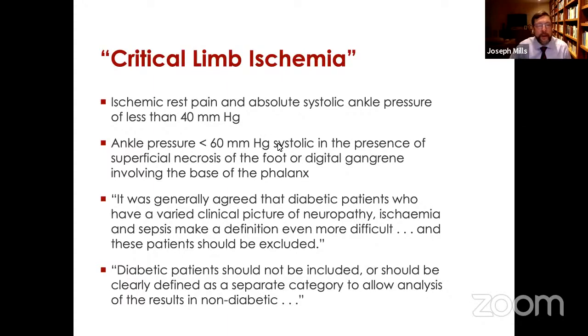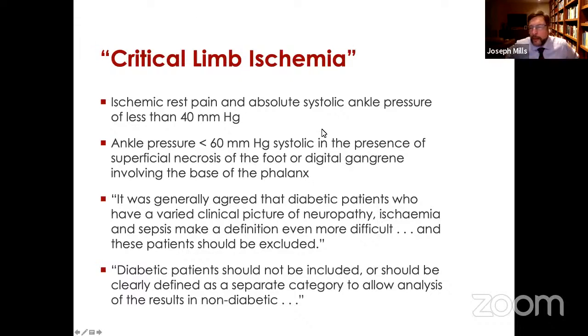So if you had a wound on the foot with an ankle pressure less than 60, they felt like that would be critical limb ischemia. And by critical, they meant that something was likely to need to be done or the limb would be lost. But what people forgot is there are these two statements in this article that it was generally agreed that diabetic patients, because they have neuropathy, ischemia, and sepsis or infection, should be excluded. They were never meant to be included in this definition of critical limb ischemia.